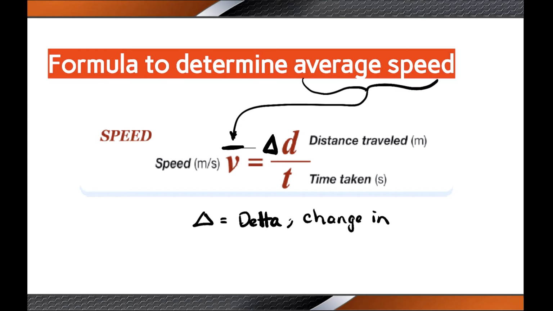So we have our average speed. You look at the change in distance divided by the change in time. It's a whole lot simpler putting in the delta symbol than writing in change in each time. All right, so that's one way that we can calculate our average speed.